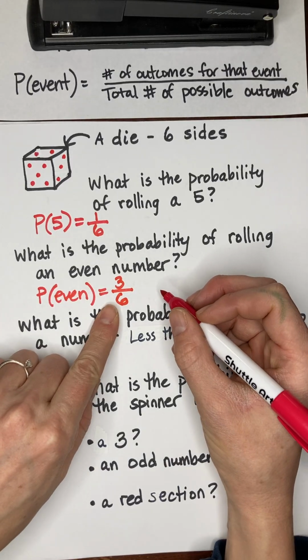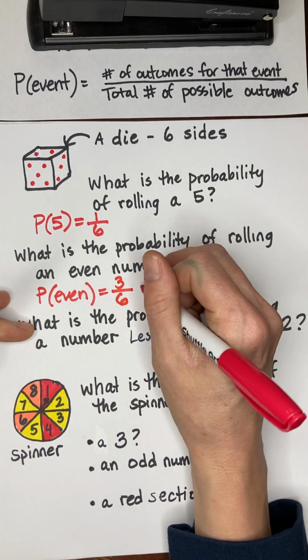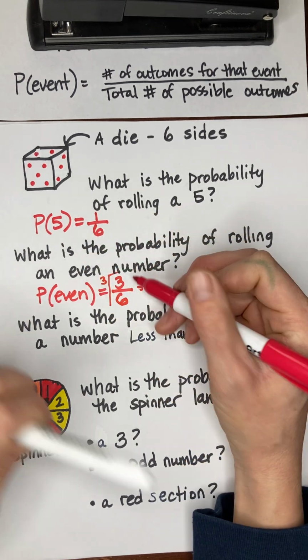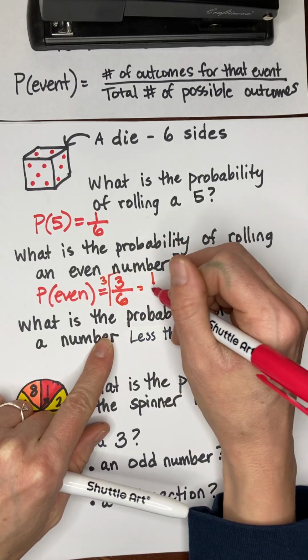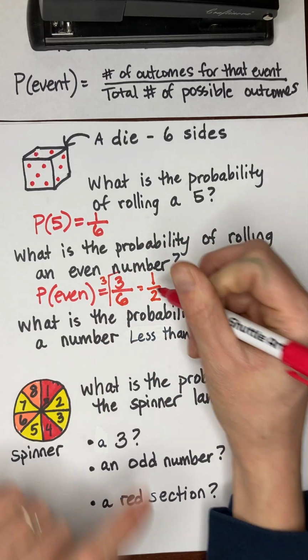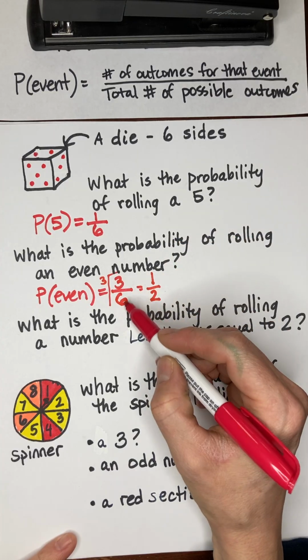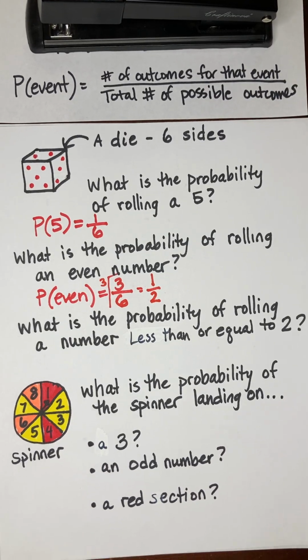Now this fraction can be reduced. We can divide it by 3, right? So I like to do this notation, but you might have seen it differently. 3 divided by 3 is 1. 6 divided by 3 is 2. So our answer would be 1/2 as a reduced fraction. Okay, 3/6 is correct, but 1/2 is reduced.